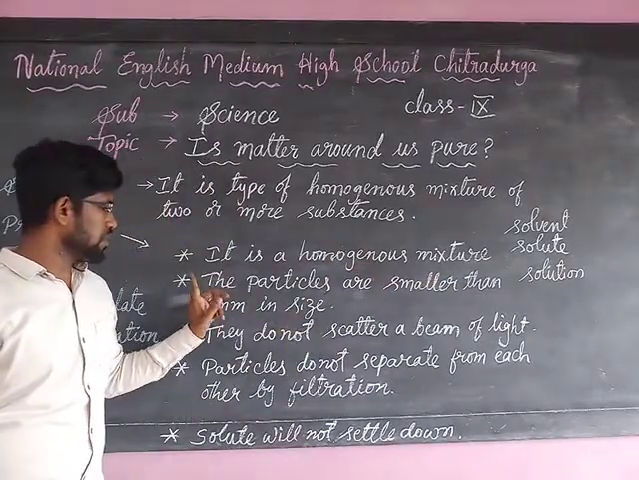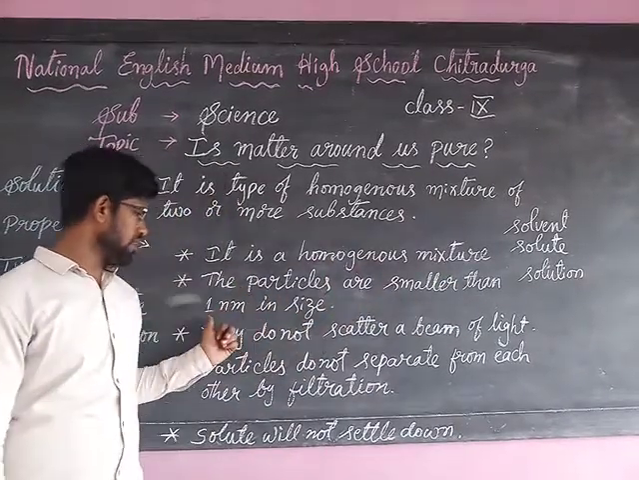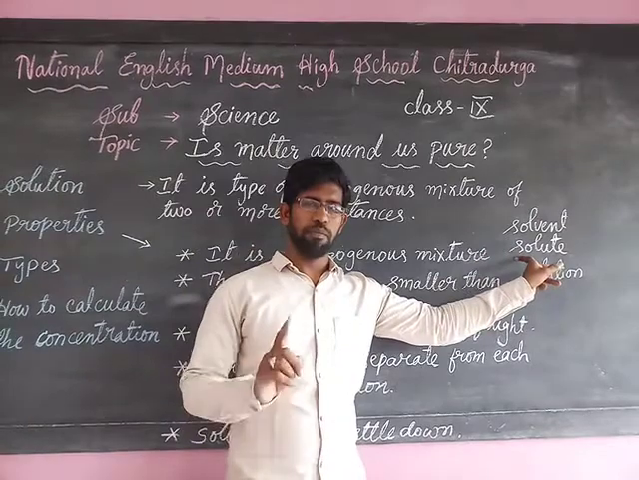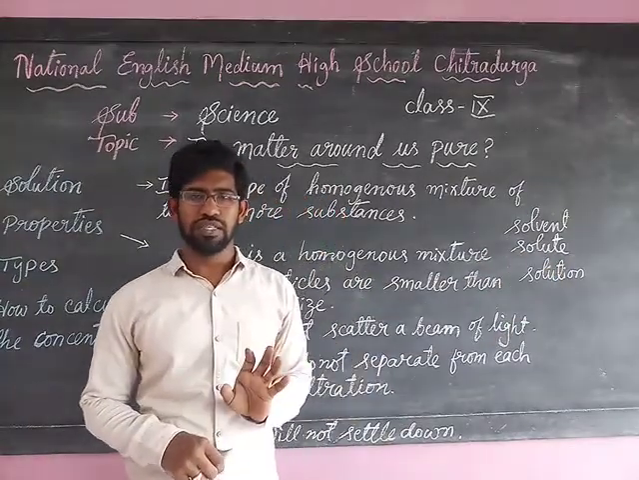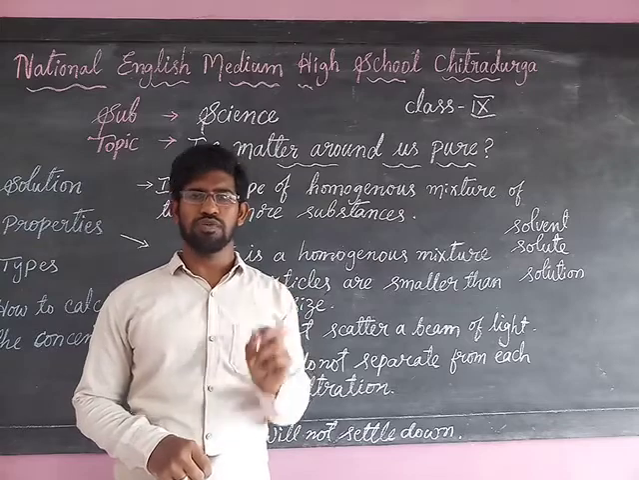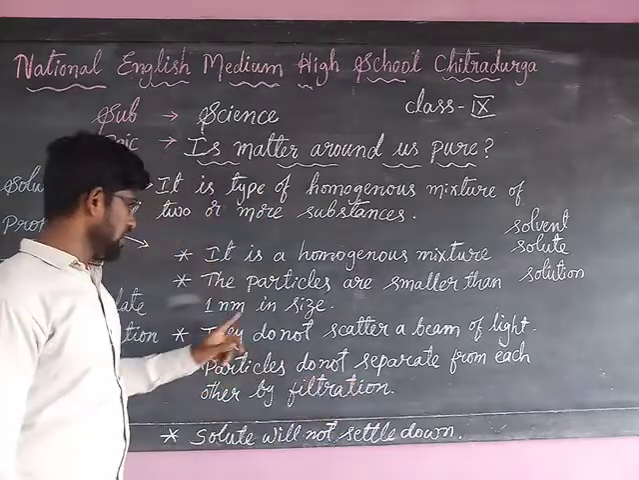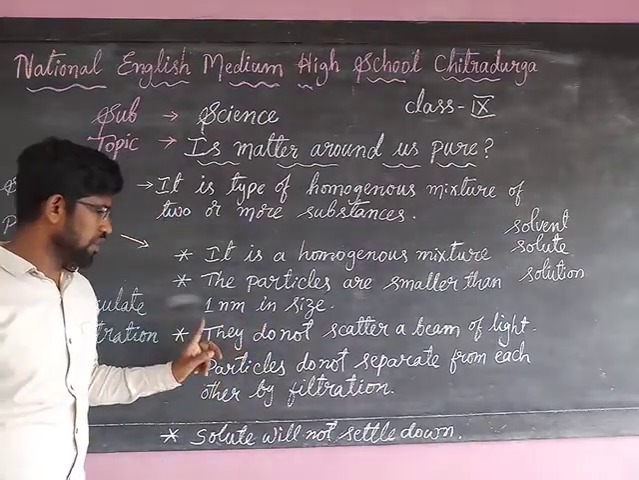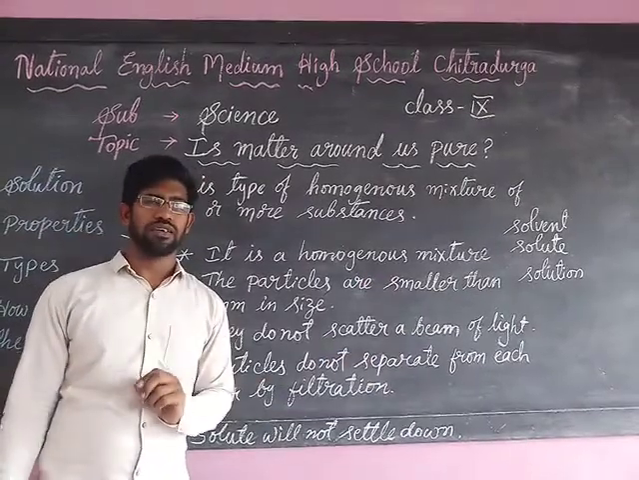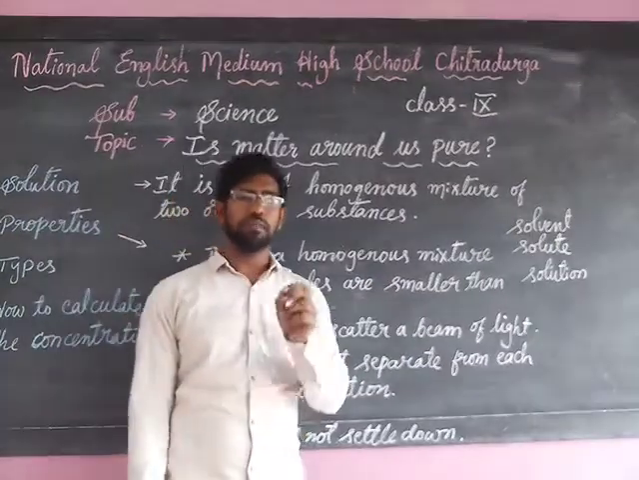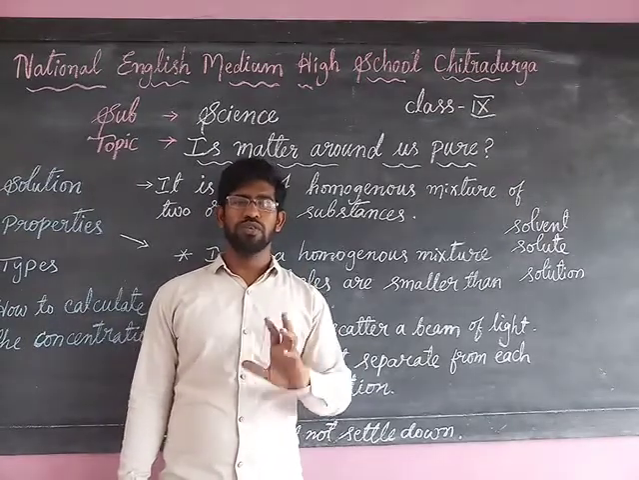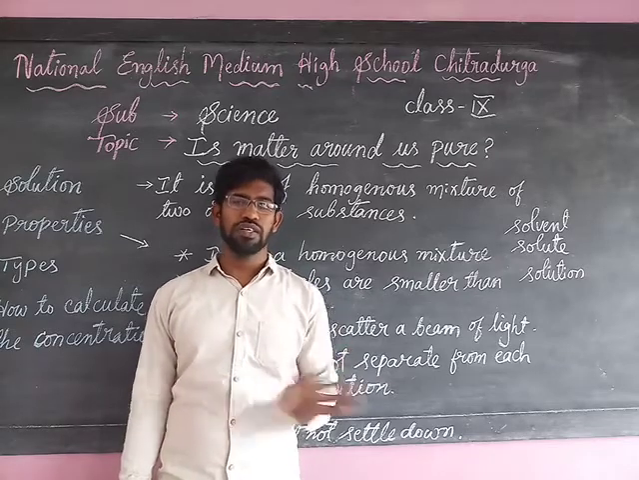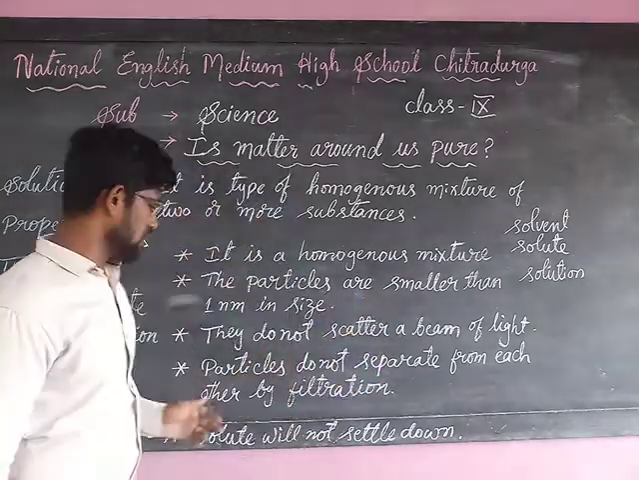The next property: the particles are smaller than 1 nanometer in size. The particles of solute which are dissolved into the solvent are very small, less than 1 nanometer in size. Got it? Then the third property: they do not scatter a beam of light. Why can they not scatter? Because the particle size is too small to scatter. So because of their small size, the particles of the solution will not scatter a beam of light through the solution.